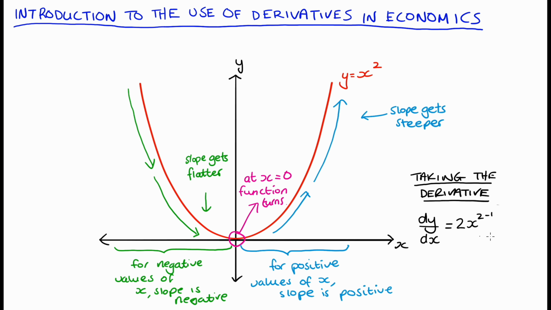So dy/dx then is 2 times x to the power of 2 minus 1, which is just 2 times x to the power of 1, or just 2x. So that's our derivative. All right, well, what does it tell us? How do we use it?